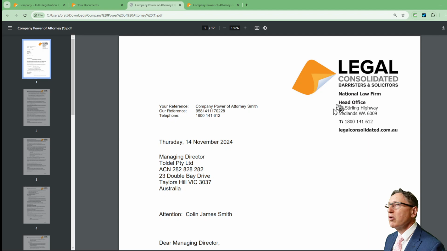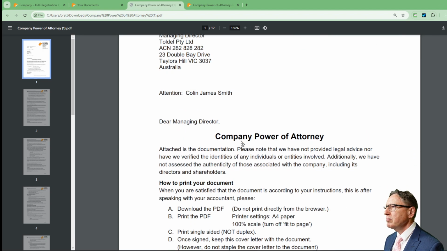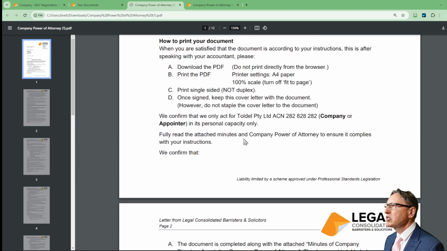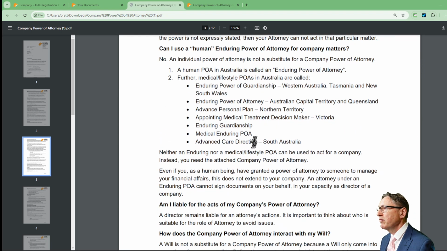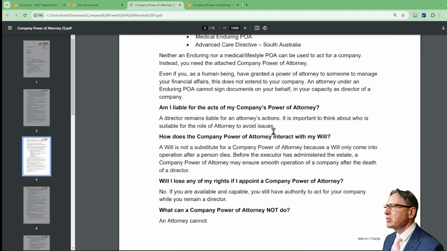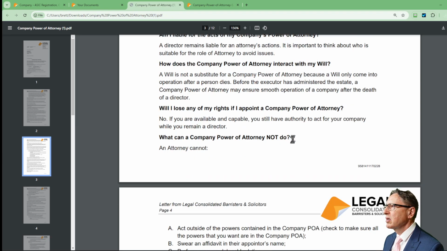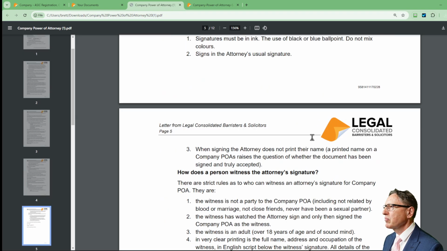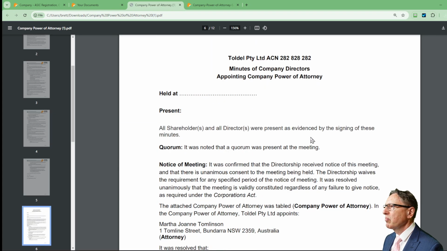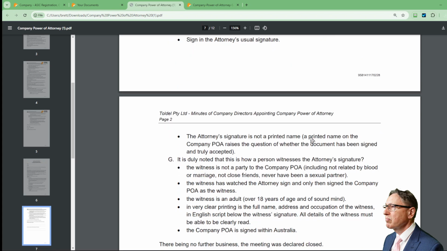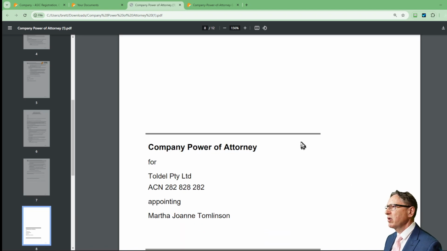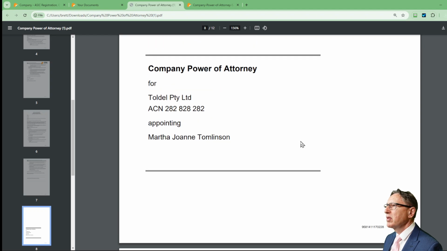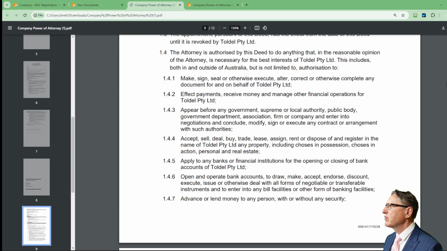So firstly, it's on the law firm's letterhead. And there's lots of good things about how to print the document out. We could email it to the attorney to have a look at, to make sure he or she's happy to sign it. And there's the minutes, signed by all the shareholders and directors. There may only be one shareholder and one director, and that's fine. That's common.